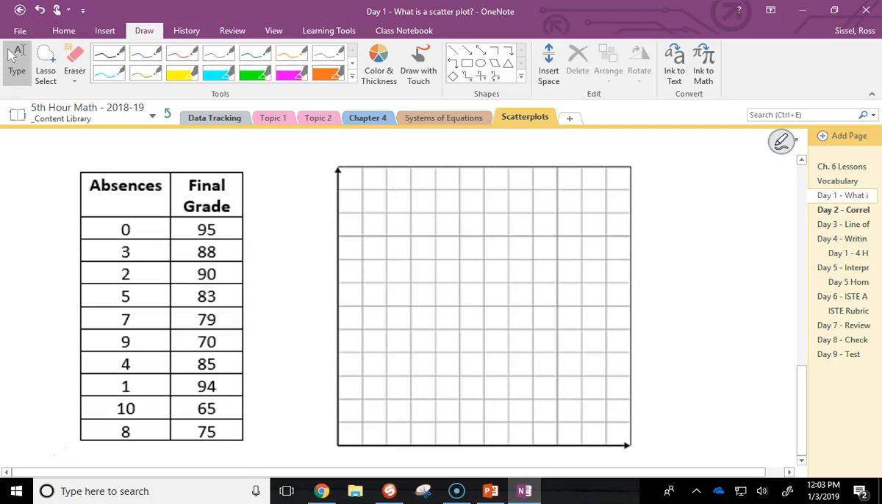Absences and final grade. Good job, Zachary. Above absences, I'm going to put X. That is my X coordinate. To be honest, can you mix them around? Yeah, but typically when you have a table, that first one's going to be your X, which means the Y is my final grade.